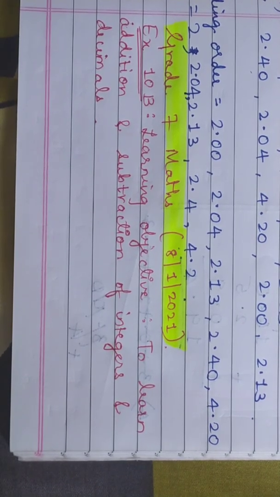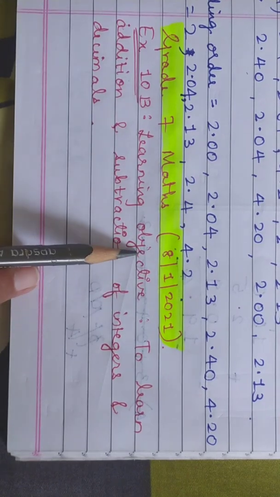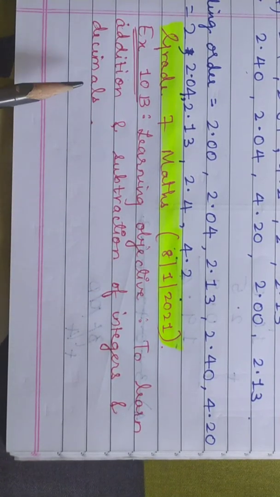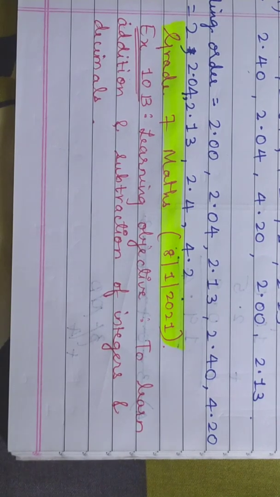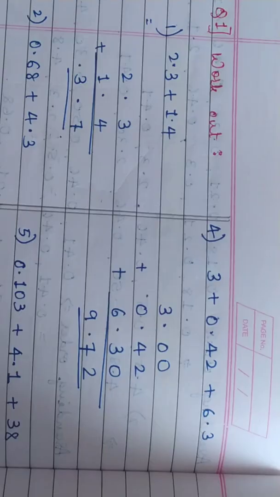Good morning, students. In today's class, we are going to see exercise 10B. The learning objective is to learn addition and subtraction of integers and decimals. So we are going to see how to add and subtract decimals to decimals or integers to decimals.